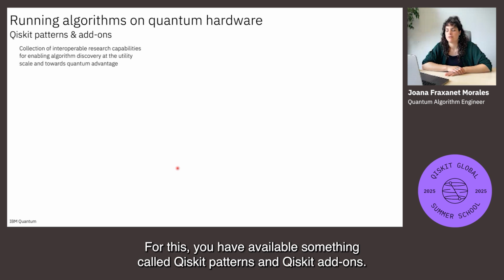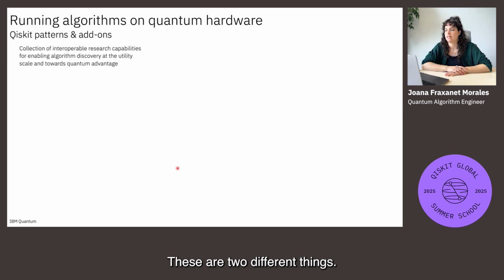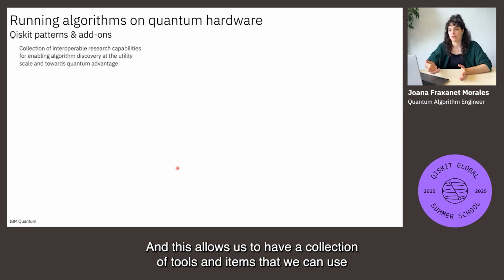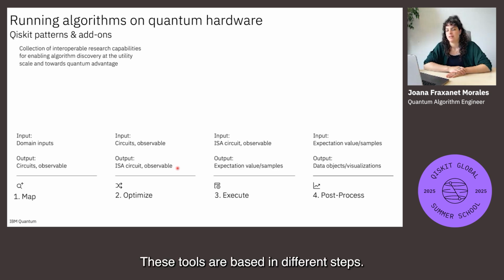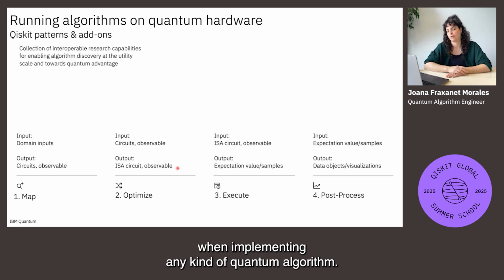For this, you have available something called Qiskit patterns and Qiskit add-ons. These are two different things. And this allows us to have a collection of tools and items that we can use when we're trying to implement an algorithm. These tools are based in different steps. These are the steps that one needs to follow when implementing any kind of quantum algorithm.